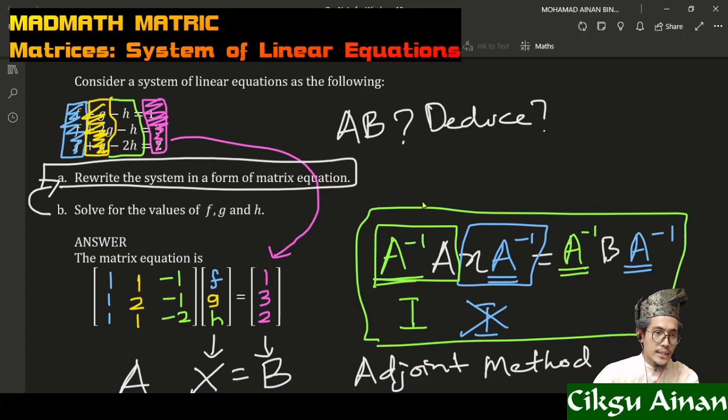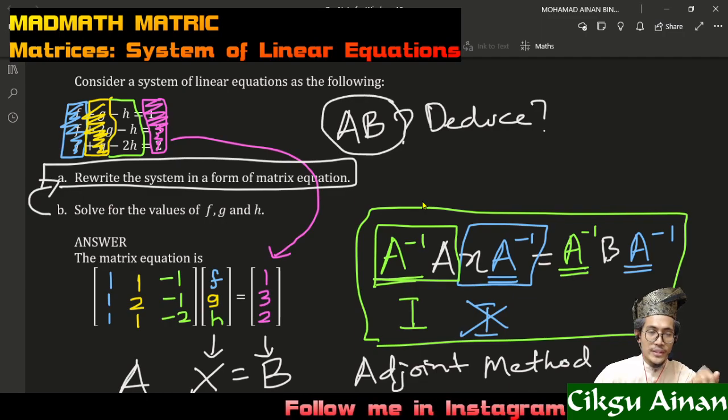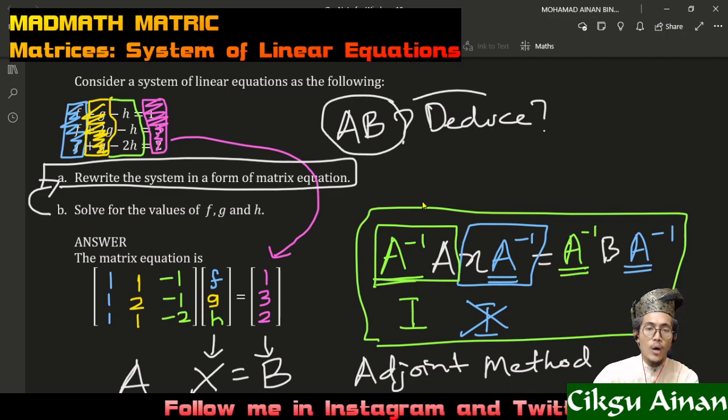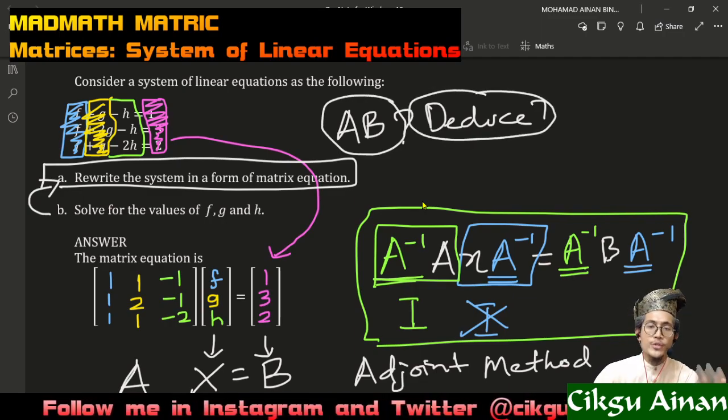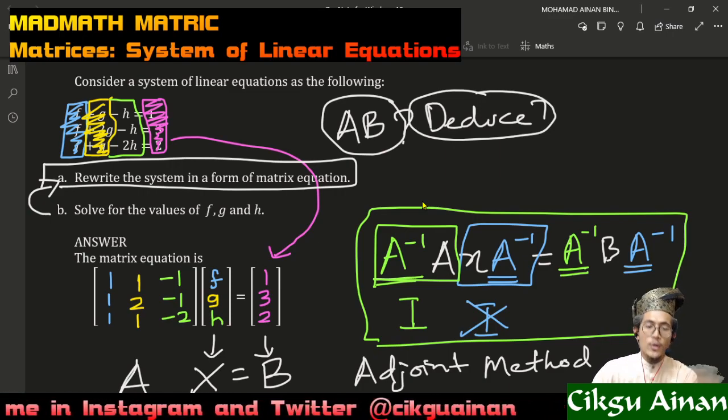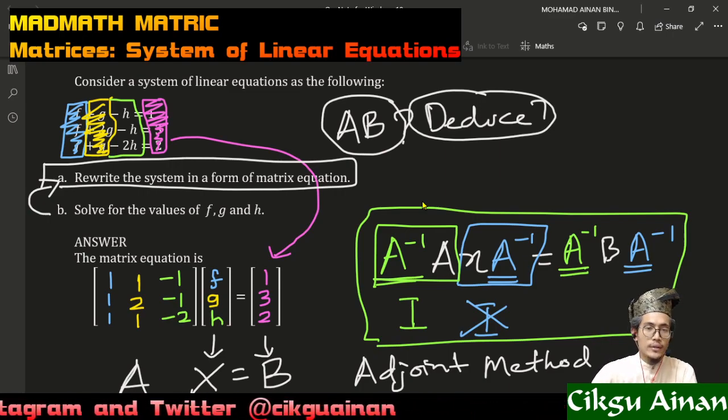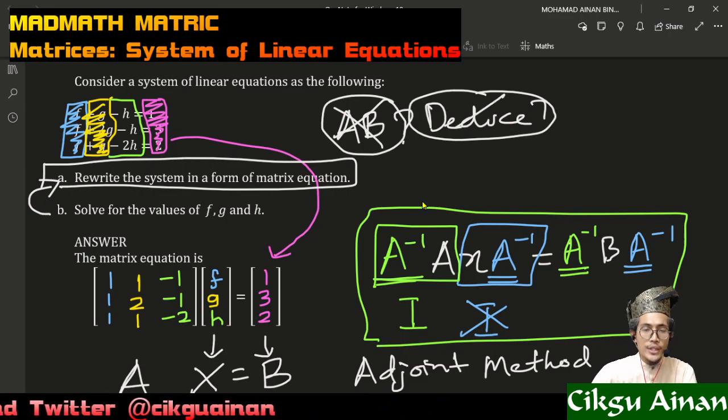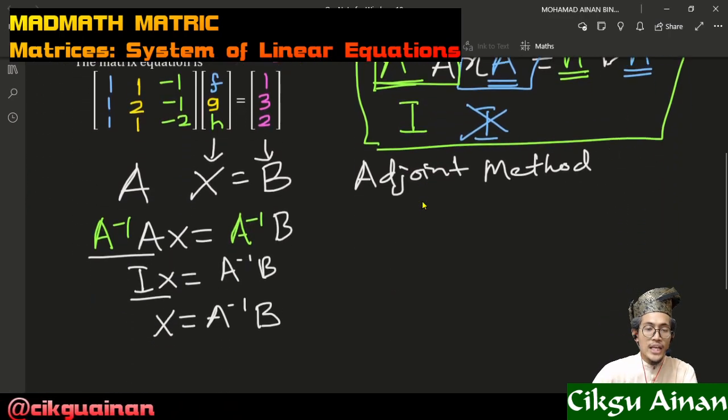Since, as you can see from the first question, rewrite the system in the form of a matrix equation, it doesn't involve multiplication of a matrix, or require us to deduce anything. So we can use the adjoint method. No multiply AB, no deduce, we can use the adjoint method.